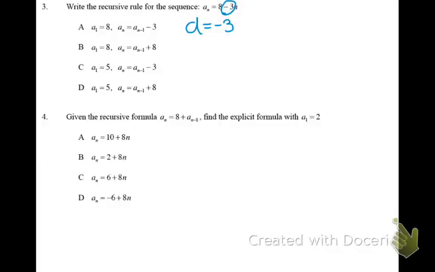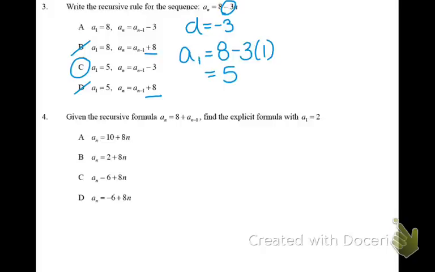So you can go ahead and eliminate B and D as possible answers because those say +8 and +8, and in fact, we're supposed to be subtracting 3. Now to figure out your first term, for your first term, n is 1. So A1 is going to be 8 minus 3, plugging in 1 for n. That gives you 5. So your first term is 5, and your recursive formula is going to be letter C.